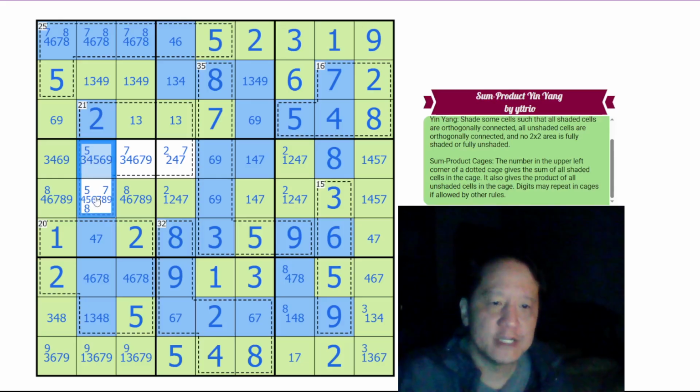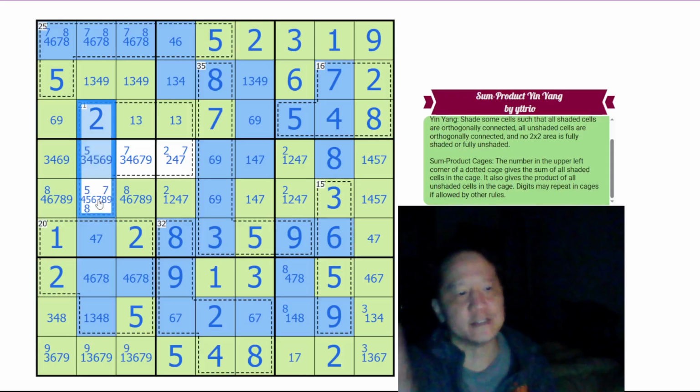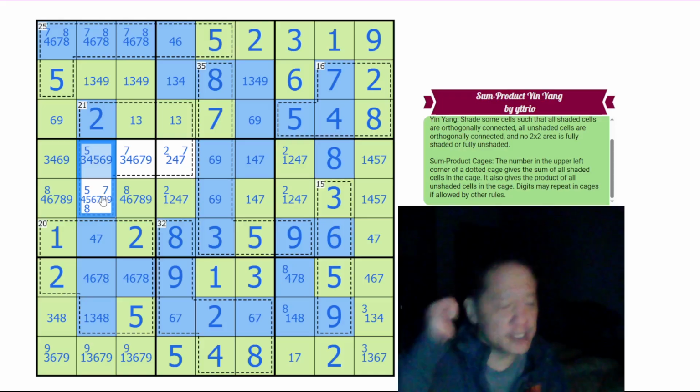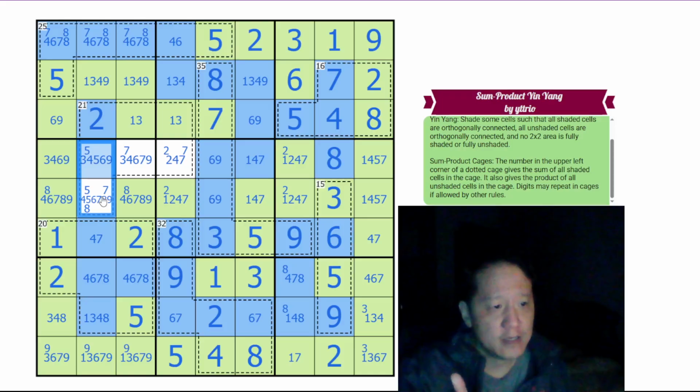Oh, you're guaranteed a 5 in this cage. So it cannot be 2, 5, 9, adding up to 21. So you're guaranteed a 5 in this cage. So it's 2 and 5. The other 2 remaining digits must add up to 21 minus 7, which is 14. So you can't have 5, 9. So this has to be a 7 here.